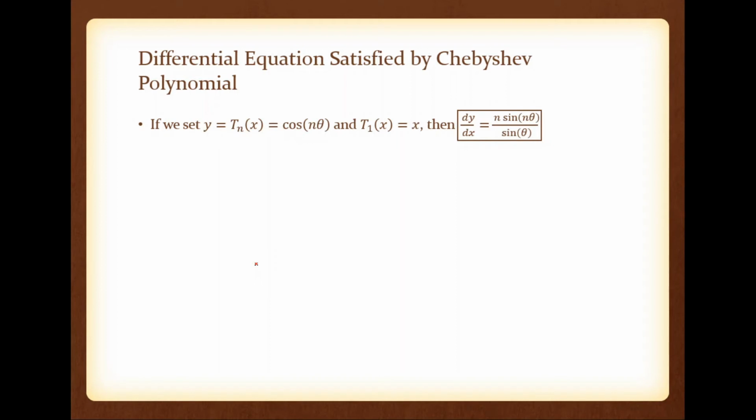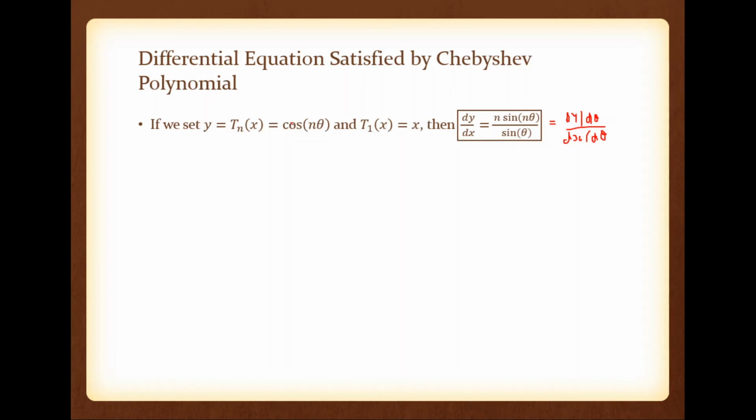We already have T1 of x is x, right? Am I correct? So my question is, what is dy by dx? You can see that dy by dx is nothing but dy by d theta divided by dx by d theta. Am I correct? So in the numerator, what is dy by d theta? This is y. So what is its differentiation with respect to theta?